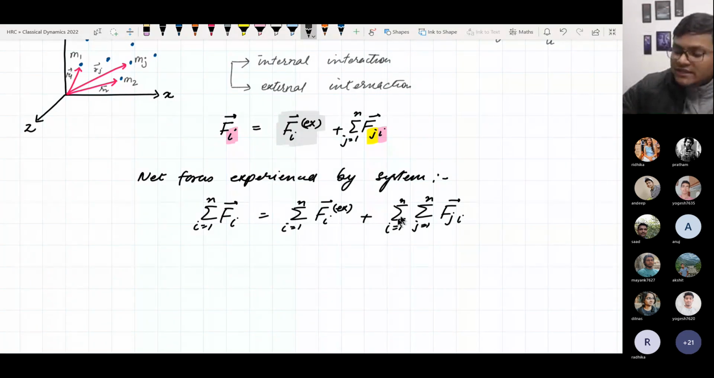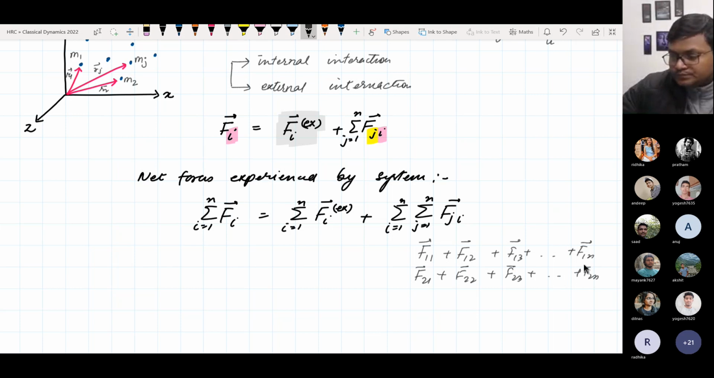So if you look at these individual terms, let's suppose F11 plus F12 plus F13, plus on and on up to F1n. Similarly, I can have F21 plus F22 plus F23 and on up to F2n. I can have F31 plus F32 plus F33 plus on up to F3n, and this keeps going down, as many number of particles as there are.